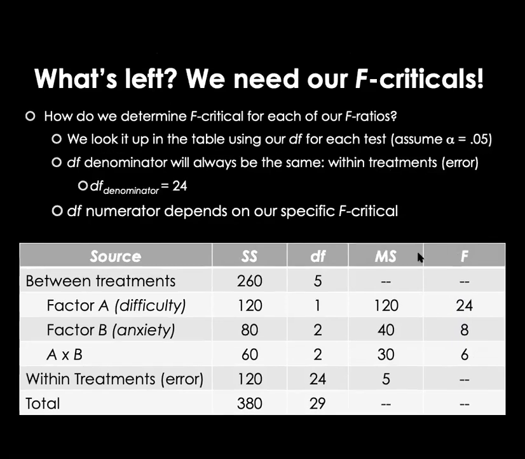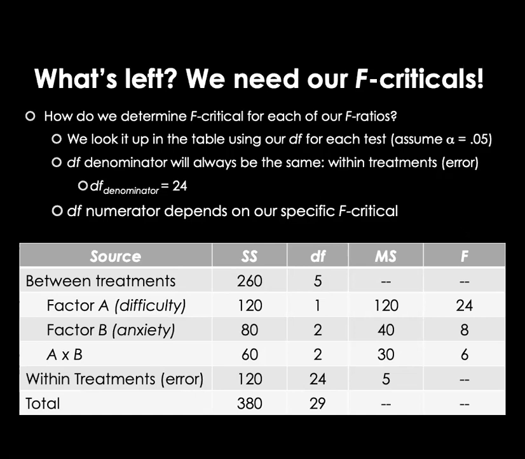So now what? Our ANOVA summary table is complete. And recall, we're going to be doing 3 separate hypothesis tests, right? One hypothesis test for the main effect of factor A, a second hypothesis test for the main effect of factor B, and a third hypothesis test for the interaction. And so we need to look up our F critical values. We're going to look up those values in the table using our degrees of freedom for each test. Assume an alpha of 0.05.